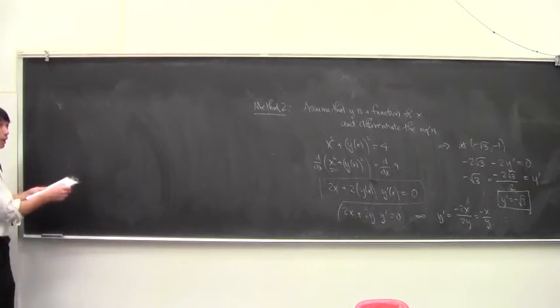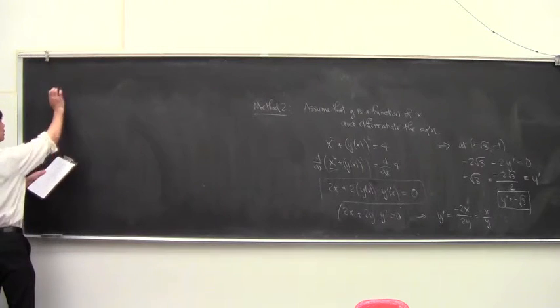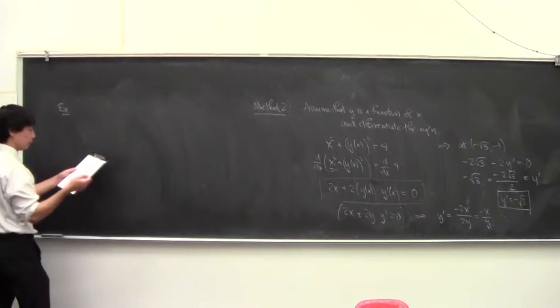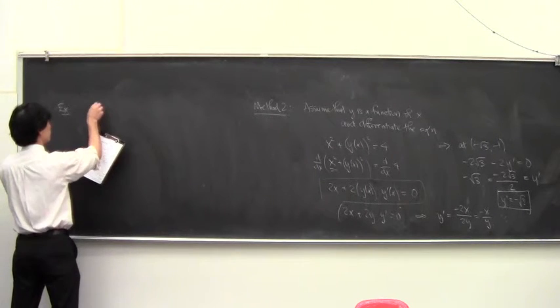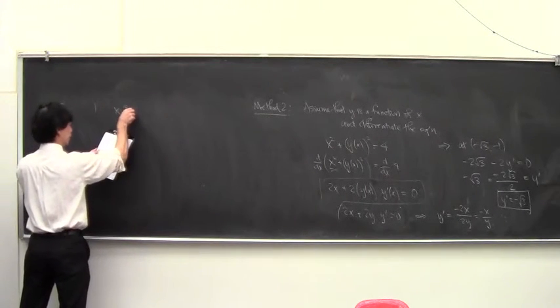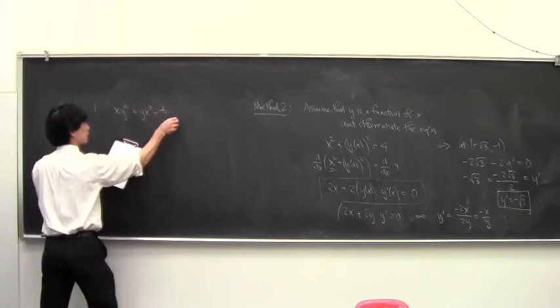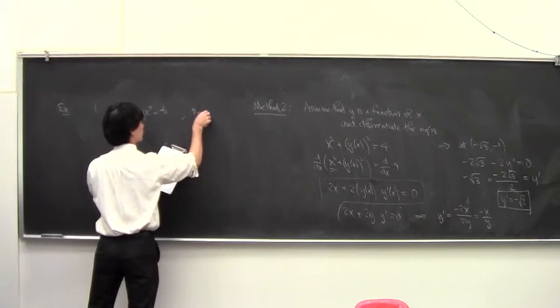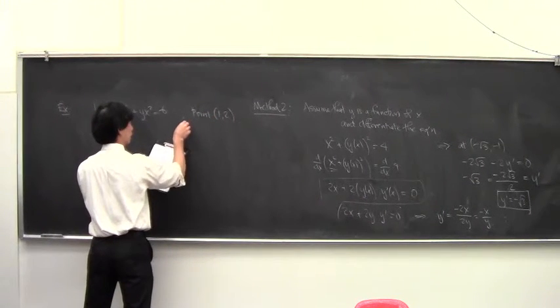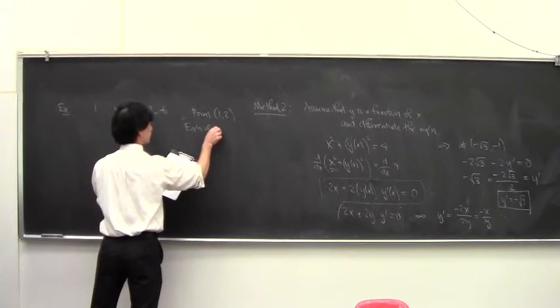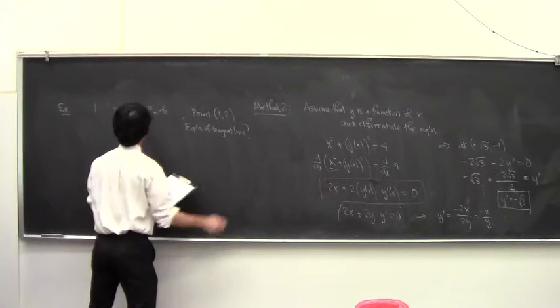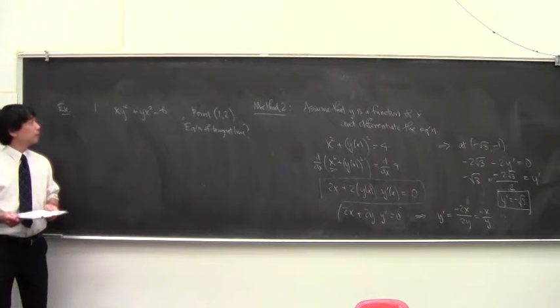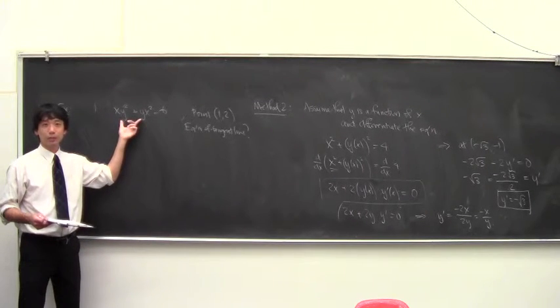It's not too much time, so instead of having you do these, let me do them myself. So here's one: xy squared plus yx squared equals 6, and the point is (1, 2), and you want the equation of the tangent line. This is one where it would be a little bit tricky. It's not impossible, but it'd be tricky to solve for y. You could do it, but it'd be a little bit tricky.